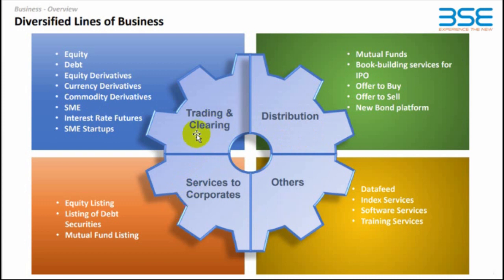Trading and clearing includes equity, debt, derivatives market, currency derivatives, commodity derivatives. In terms of distribution, it does mutual fund distributions, book building services for IPO, new bond platforms. It provides services to corporates in terms of equity listing, listing of debt securities, and mutual fund listing. Other services include data feed, index services, software services, and training services. It receives revenue through all of these different services.